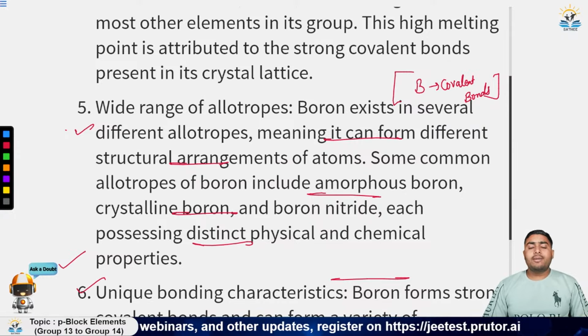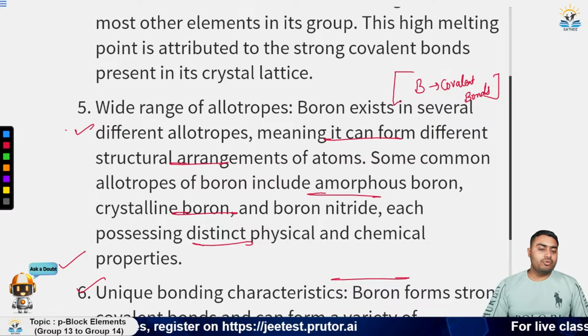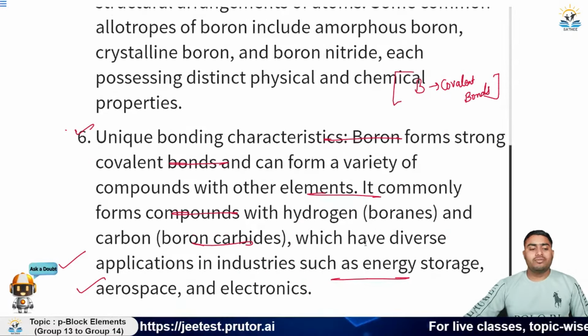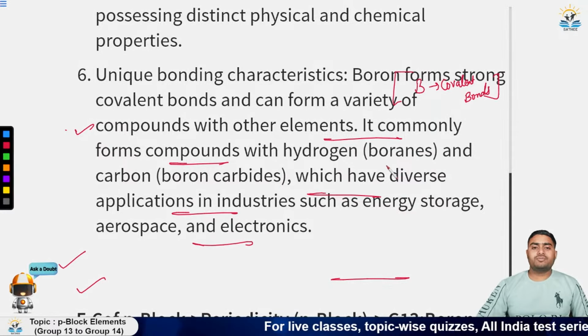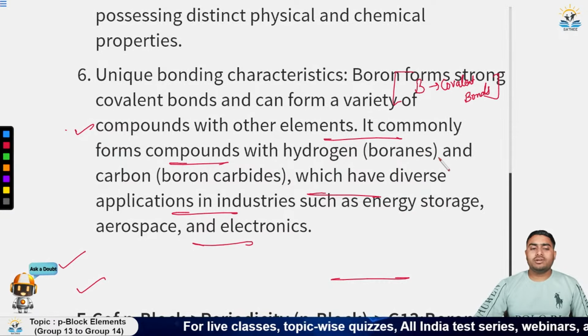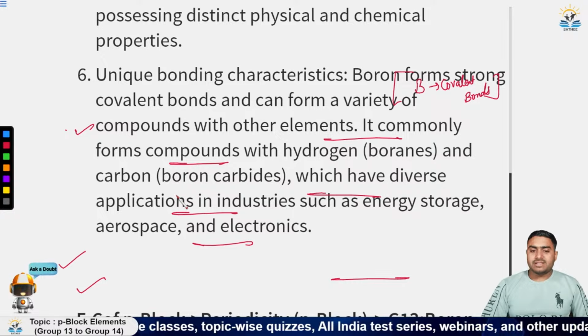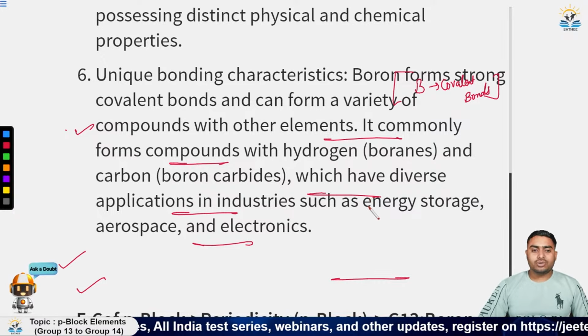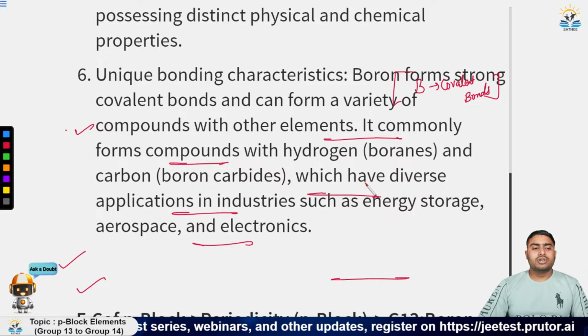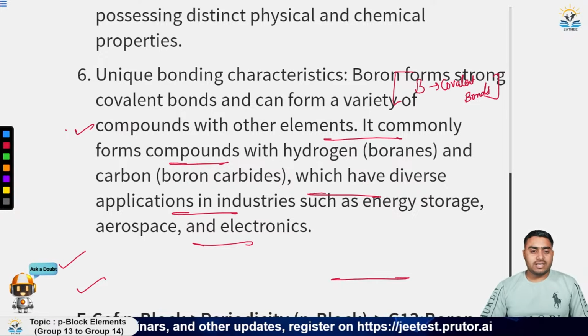Sixth point, unique bonding characteristics. So boron forms strong covalent bonds and can form a variety of what? A variety of compounds with other elements. It commonly forms compounds with hydrogen, which are boranes, and with carbon, which are boron carbides, which have diverse applications in industries such as energy storage, aerospace, and electronics. So this is the uniqueness of boron.